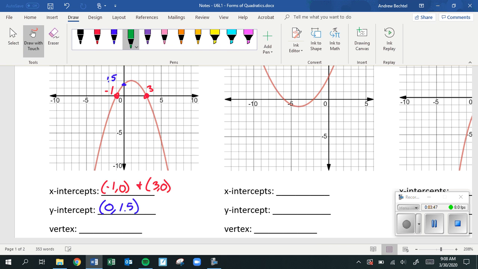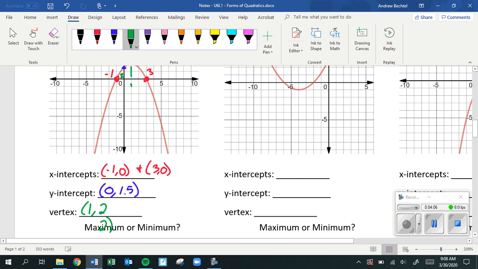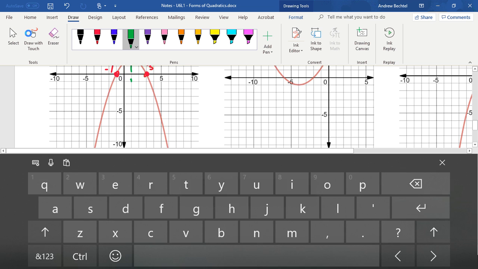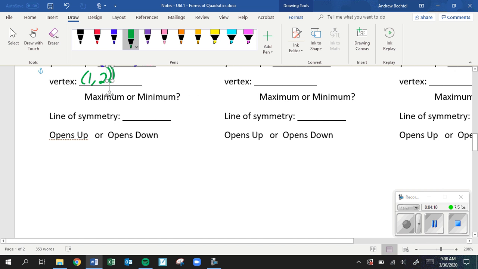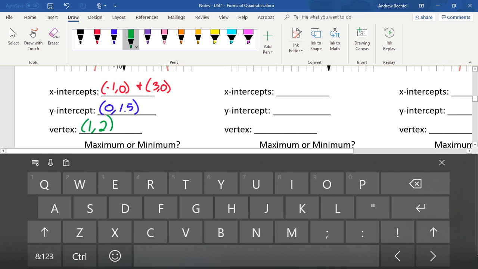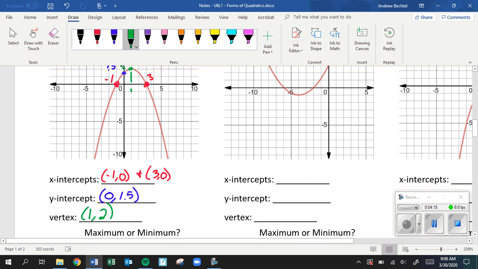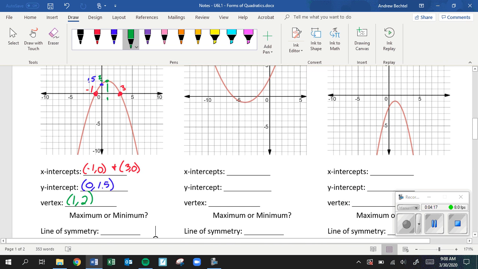Vertex, that's the highest or lowest point on a graph. We see the vertex right here. Make sure you find the x and the y coordinate. X coordinate is 1. The y coordinate is 2. Is this vertex a maximum or a minimum? Well, we see that it is at the highest point on the graph, so it is a maximum.